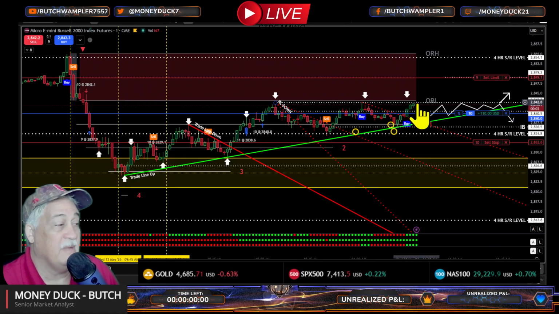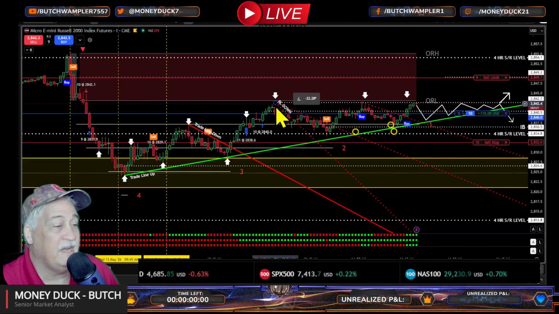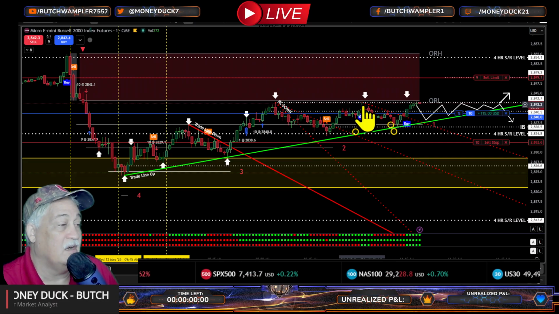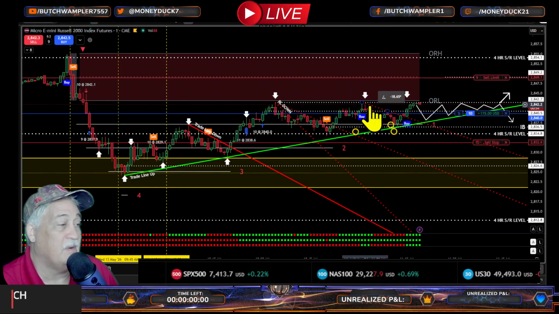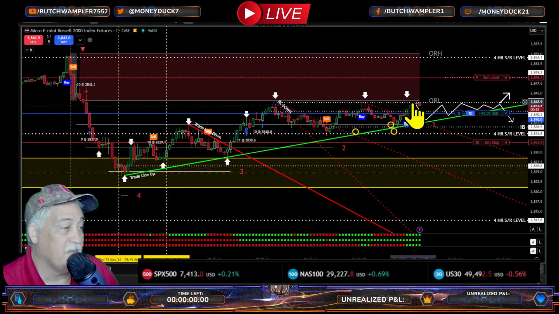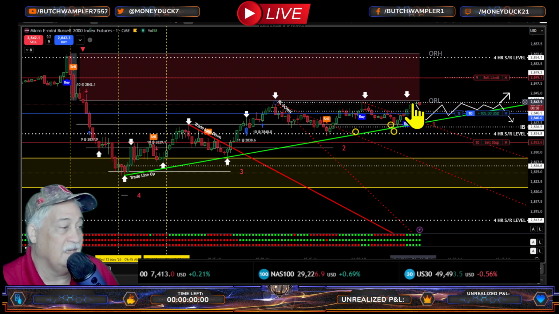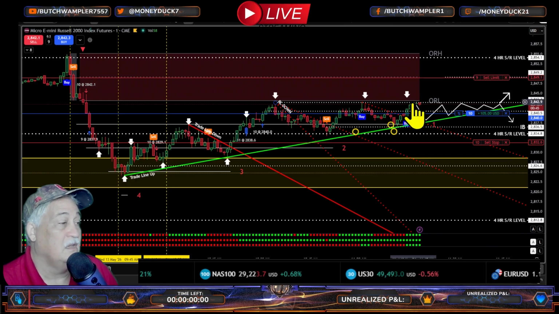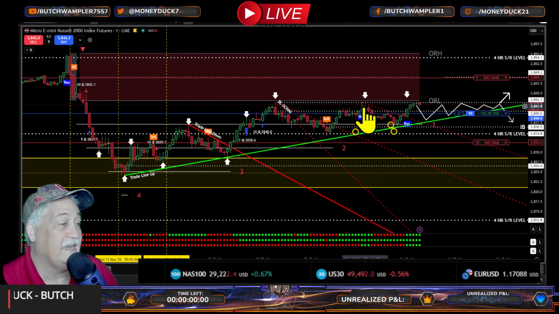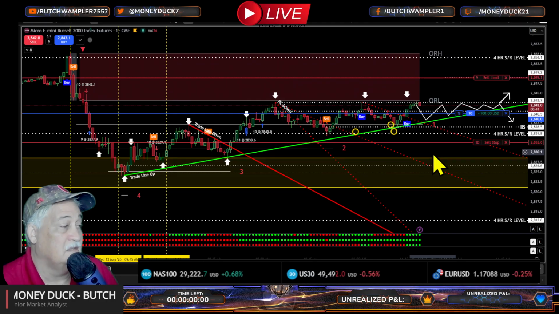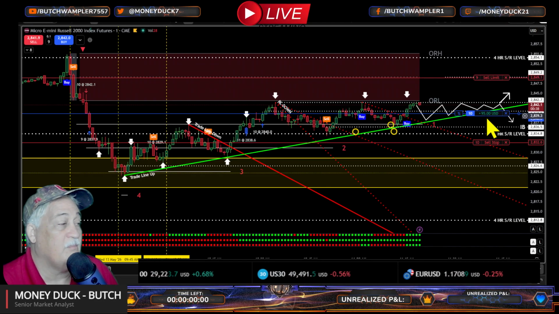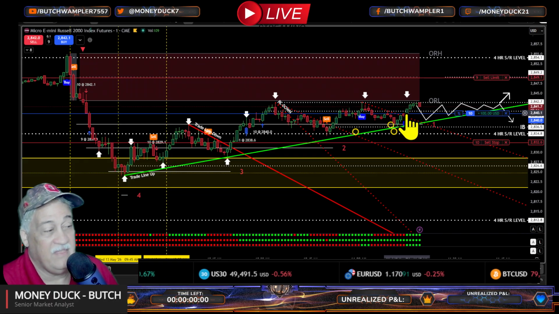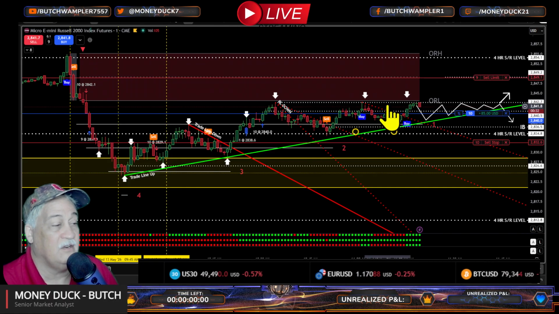Now, think about this. Over here, it pulled up to the bottom of the box, did not break it. Over here, pulled up to the bottom of the box, did not break it. Over here, pulled up to the bottom of the box, has not broken it. Is it going to break it? We don't know. Could it break it? Yes. But could it stay under it like it did here and here? Yes. So do we want to close out part of our trade? Again, that's a decision you should make. You should have that made ahead of time because we looked at it over here.